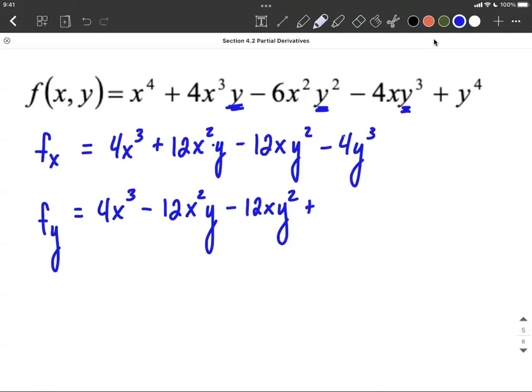And then that last term, again, we do have a y here, so it's just the power rule. 4 comes down, reduce it by 1. And there's our partial derivative with respect to y.